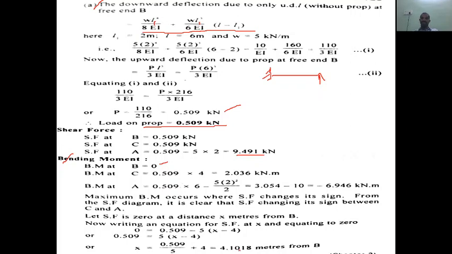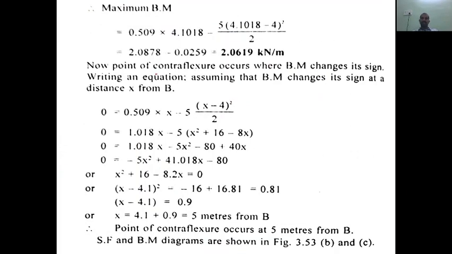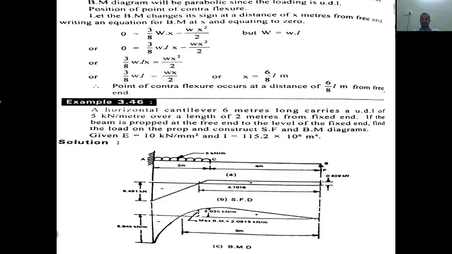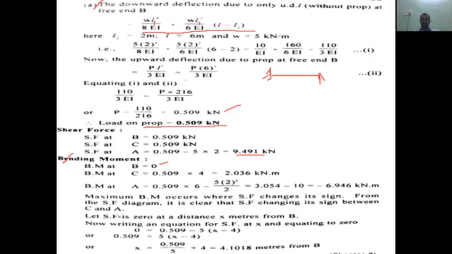it is 4.1018 meters from B, and therefore maximum bending moment at that particular place is 0.509 into 4.1018 minus 5 into (4.1018 minus 4) whole square divided by 2, and when we calculate it is 2.619 kilonewton meter. Bending moment is not kilonewton per meter, it is kilonewton meter. Like this, you get the maximum value exactly under this particular point.